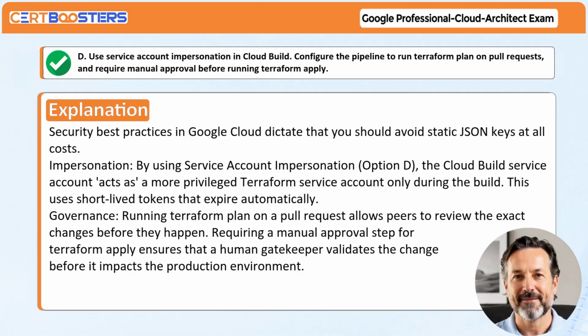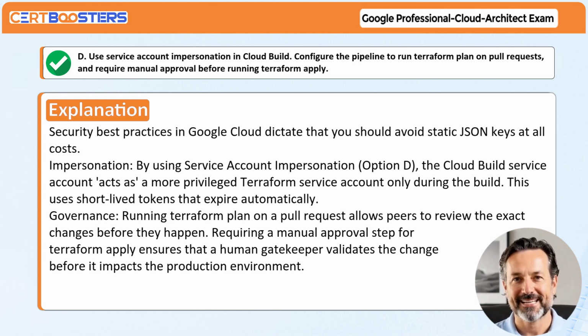Correct answer: D. Use service account impersonation in Cloud Build. Configure the pipeline to run Terraform plan on pull requests and require manual approval before running Terraform apply. Explanation: security best practices in Google Cloud dictate that you should avoid static JSON keys at all costs. Impersonation. By using service account impersonation, option D, the Cloud Build service account acts as a more privileged Terraform service account only during the build. This uses short-lived tokens that expire automatically.